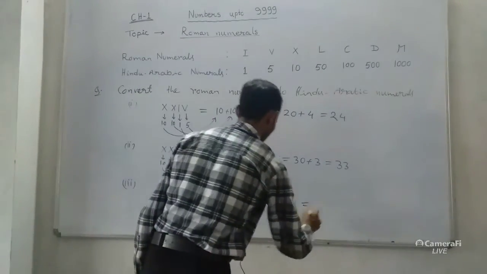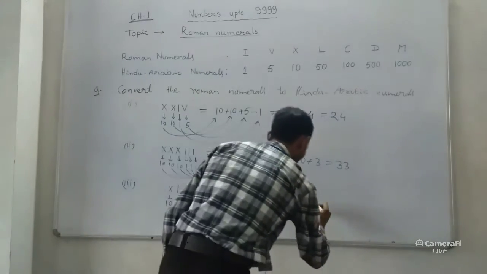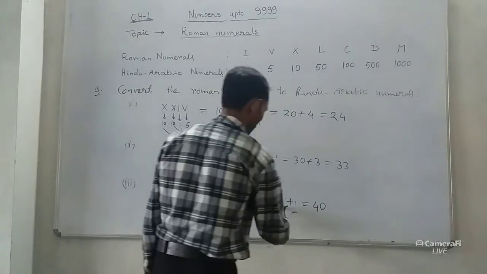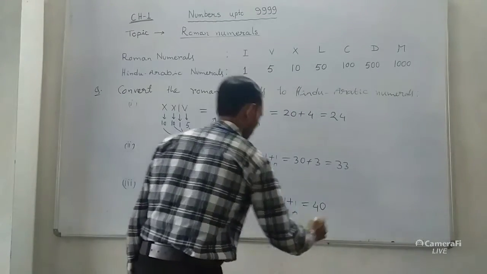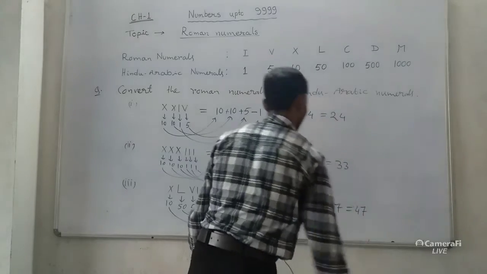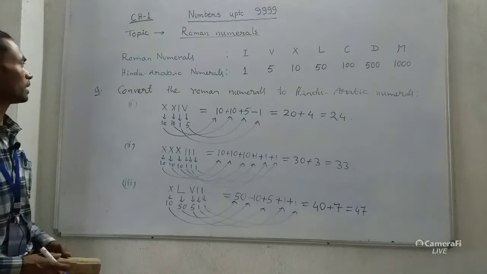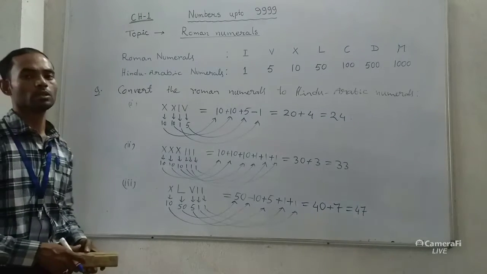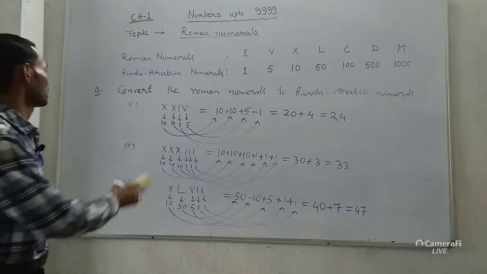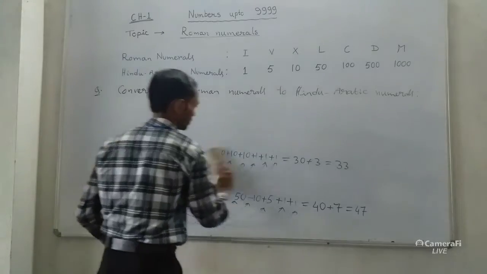So what value do we get? First subtract, 50 minus 10, 40, then plus 5 plus 1 plus 1, 7. So we get 47. So in this way you can convert Roman numbers into Hindu Arabic numbers. Now let us take some examples to convert Hindu Arabic numbers to Roman numbers.